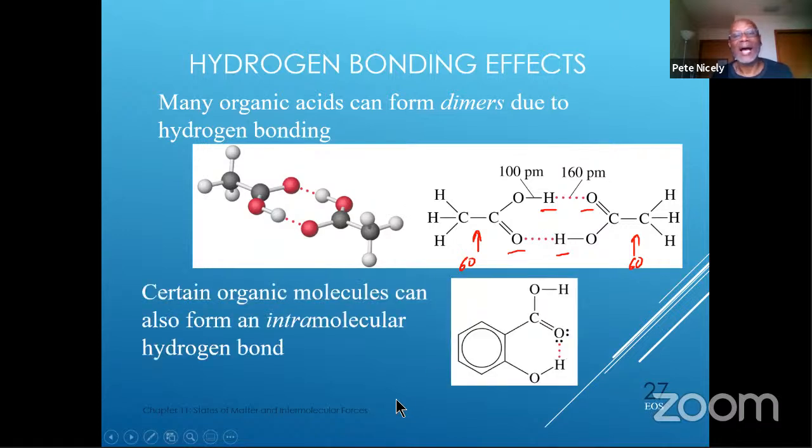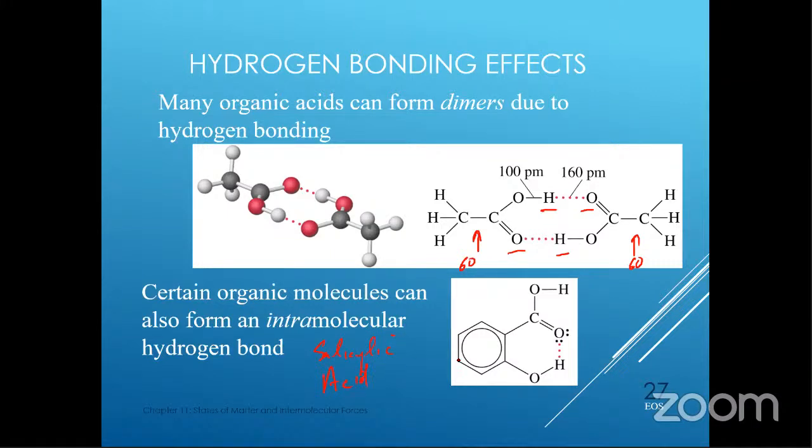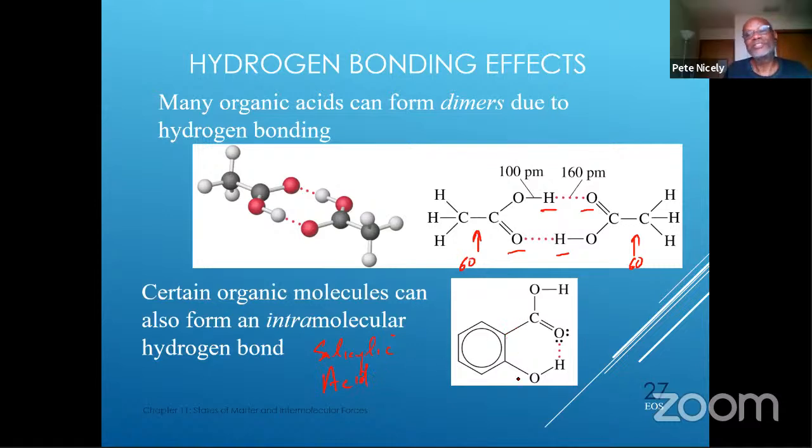And also within one molecule, you can have intramolecular hydrogen bonding, such as this. Now, this structure here is the structure of the molecule known as salicylic acid. And if you know anything about this acid, it is used to prepare aspirin. And you'll notice that in this structure, you have a hydrogen bond between this oxygen here and this hydrogen. So in some molecules, you can have what we call intramolecular hydrogen bonding. Okay, so that's another demonstration of hydrogen bonding.